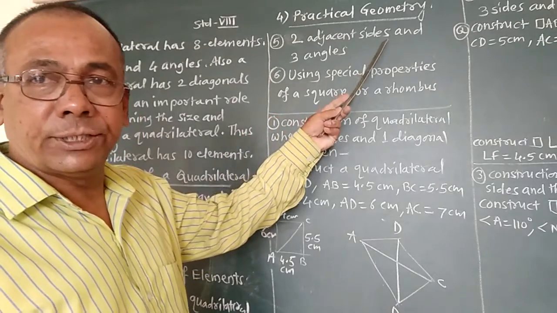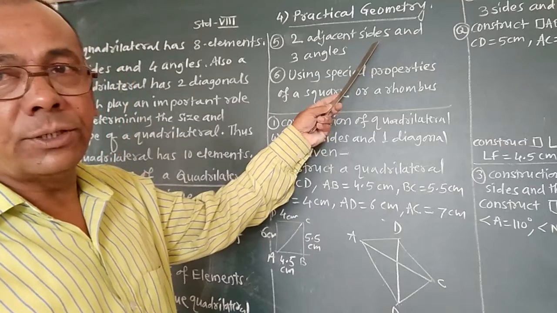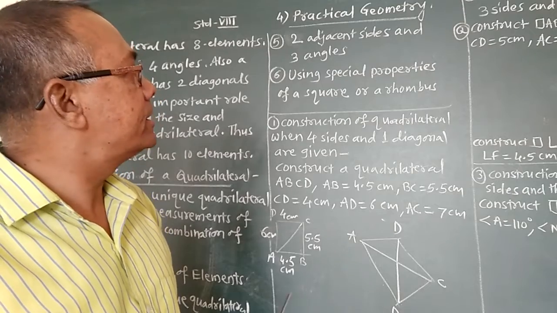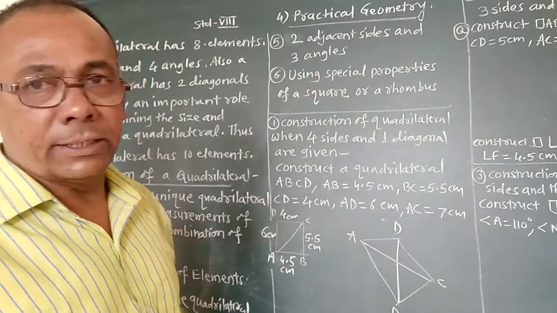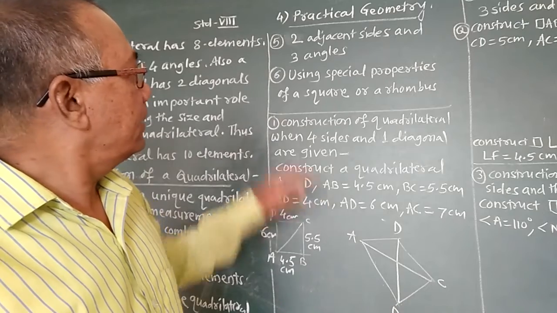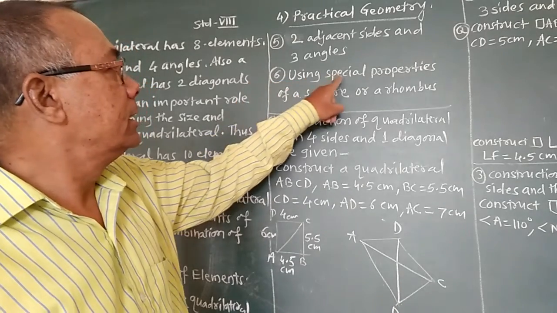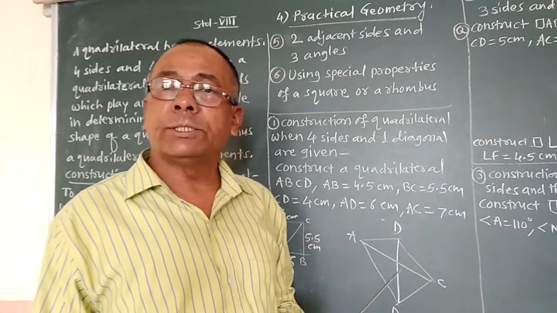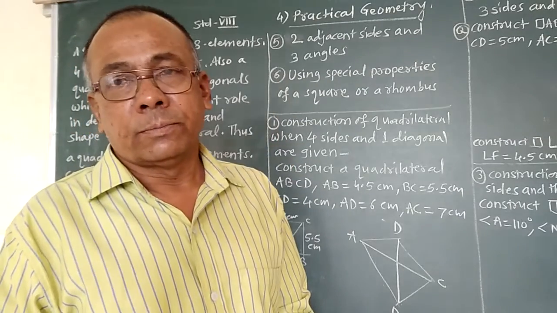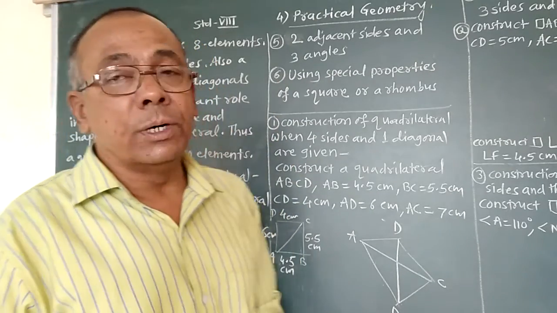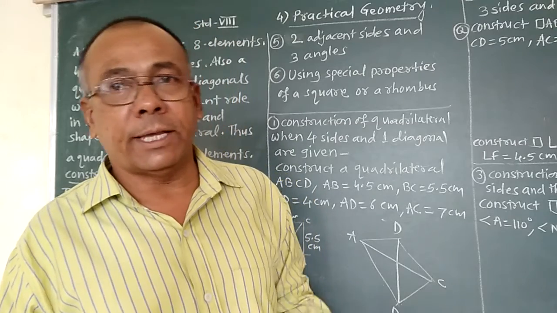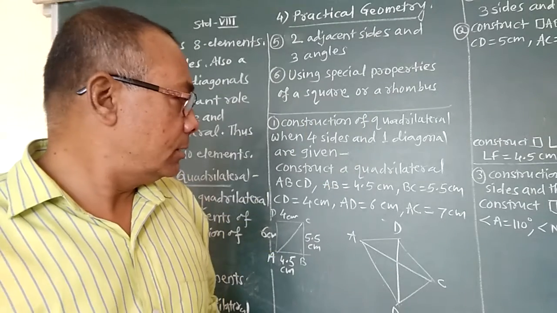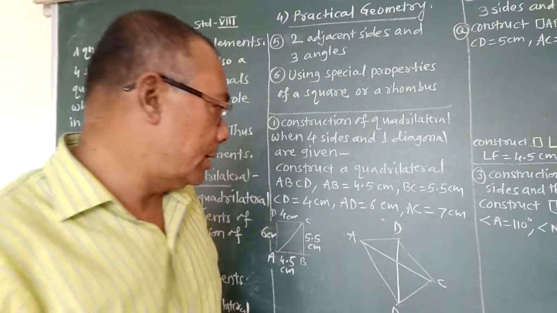two adjacent sides and three angles. And the sixth combination is by using special properties of a square or rhombus. Means for the sixth combination we must know the properties of a square as well as properties of a rhombus, and with these properties we can construct a quadrilateral.